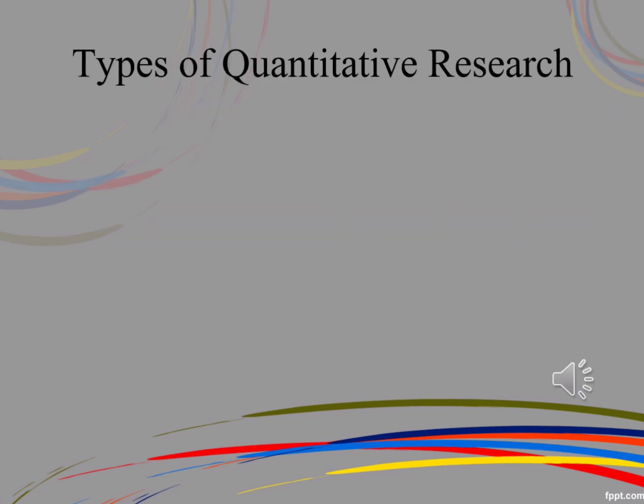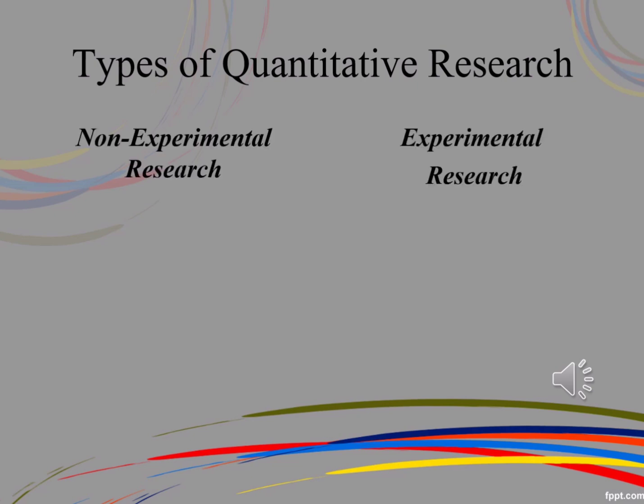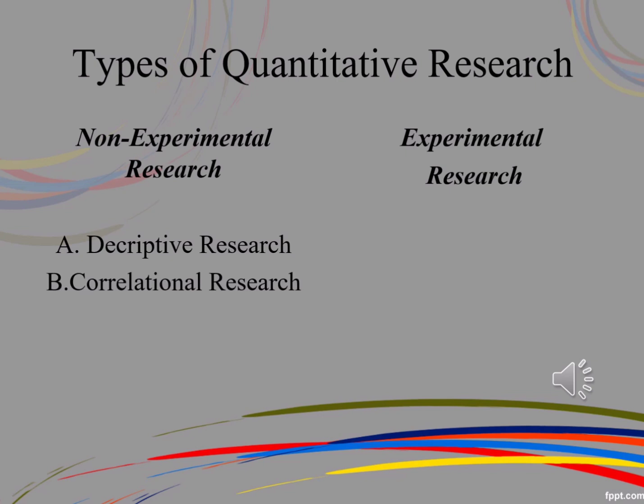Types of Quantitative Research: non-experimental research and experimental research. In non-experimental research, there are two types: descriptive research and correlational research. For experimental research, we have true experimental research and quasi-experimental research.